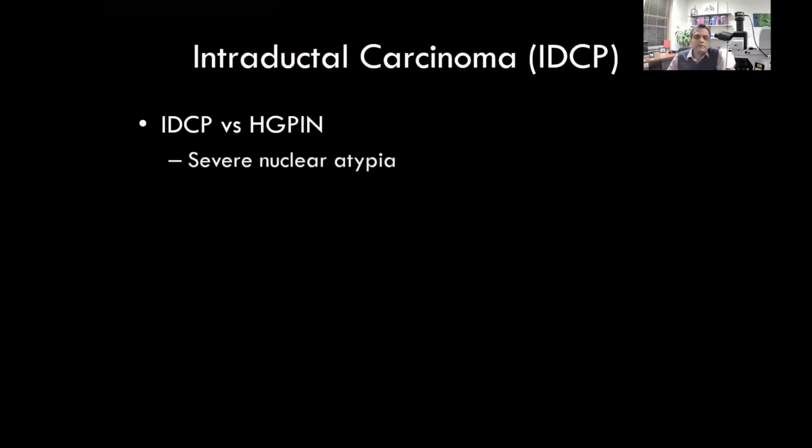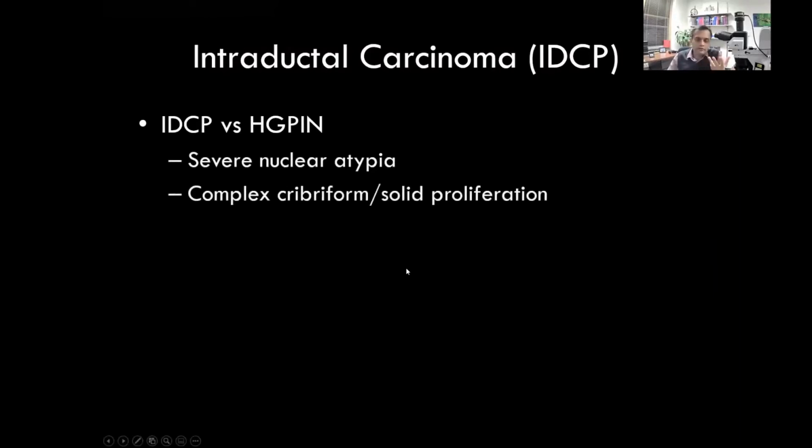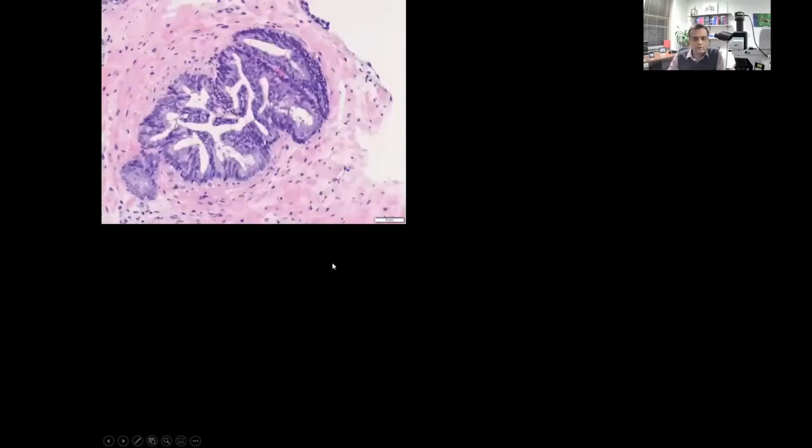So there are some criteria that we use to differentiate intraductal carcinoma, especially the precursor type, from high-grade PIN. One is you need to see severe nuclear atypia that is beyond what you would see in a high-grade PIN, or you should see a very complex cribriform proliferation that occupies more than 50% of the ductal space, or the proliferation can sometimes even be close to solid, or you need to see comedonecrosis within the duct. Right, so you need to see one or more of these features to call something intraductal carcinoma rather than high-grade PIN.